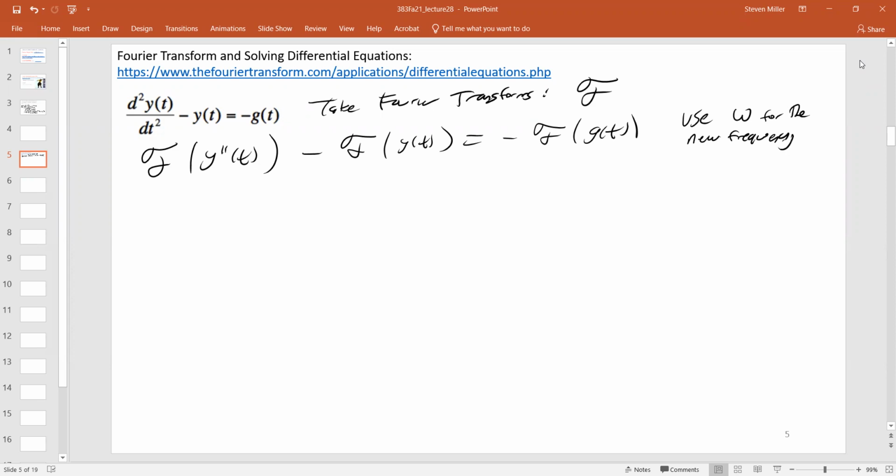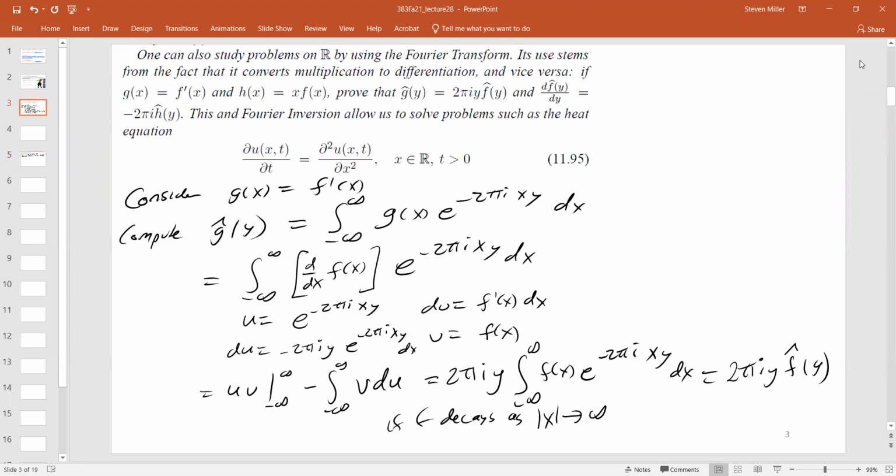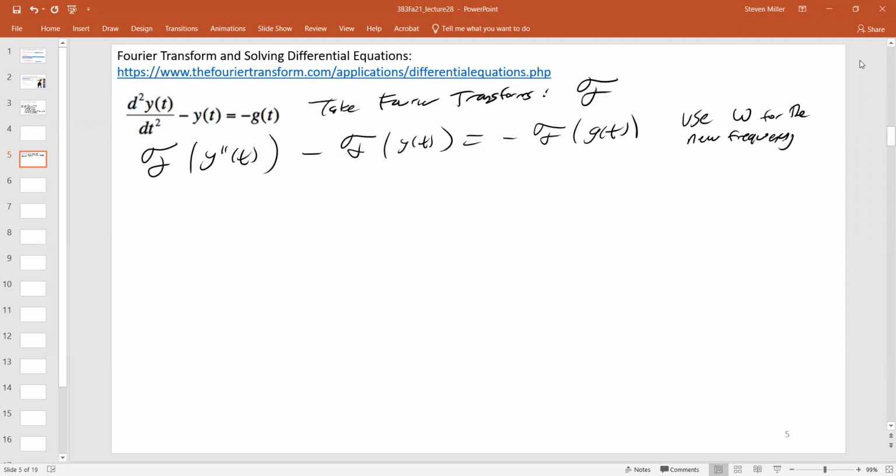Now, on the last page, we just saw that the Fourier transform of a derivative was 2 pi i times the variable Fourier transform. So if we do this twice, we would get negative 4 pi squared omega squared. We get negative 4 pi squared omega squared, and I'll call it maybe y hat of omega, right? Minus y hat of omega equals g hat of omega. Sorry, and this should be negative.